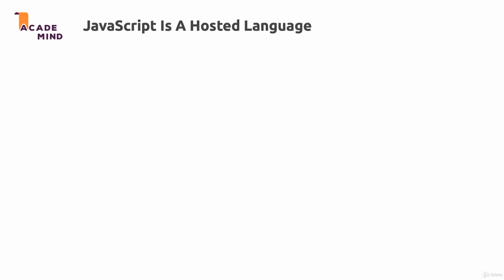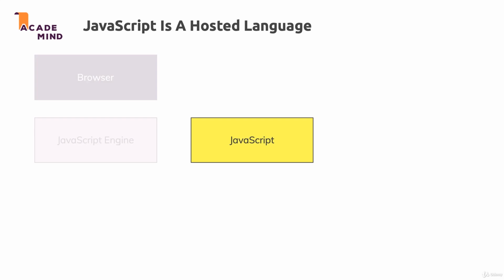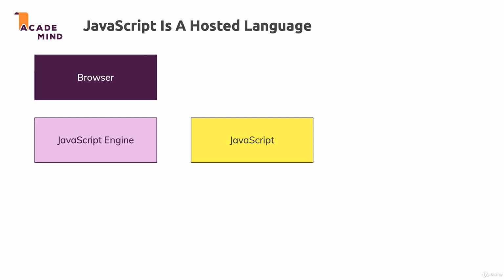As you learned, JavaScript is a hosted language. That means JavaScript itself, the definition of the language, can be implemented in different environments. All you need in the end is a JavaScript engine that parses the code and executes it in the end. And one very common environment, of course, is the browser. Browsers have their own JavaScript engines, like the V8 engine in the case of Chrome, and this in the end hosts and executes the JavaScript code therefore.